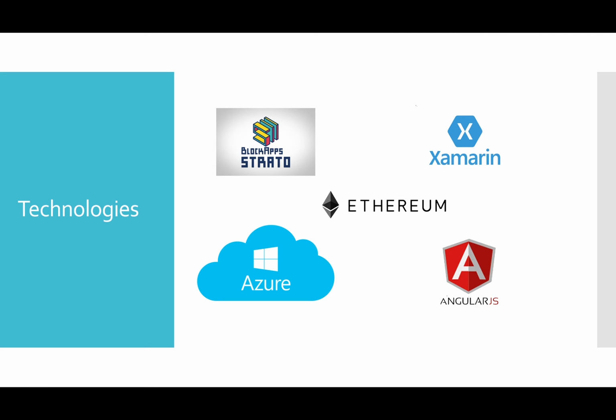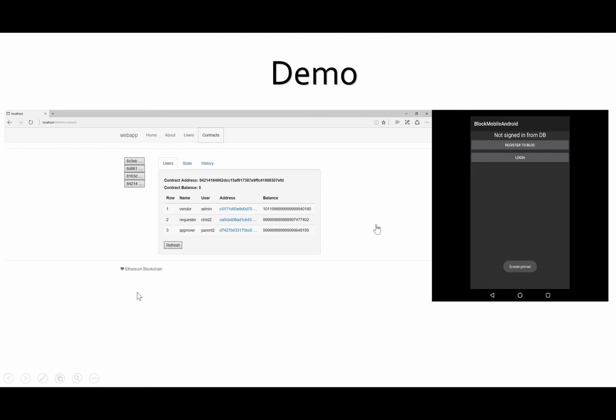So for my front end, what I did is I built a sample Android app using Xamarin, and then I have a web app to display a lot of the information in Angular using Azure to store some information. I have a blockapps Strato VM running, which is what we also offer on Azure, and that runs off the Ethereum blockchain. Now it's time to show the demo.